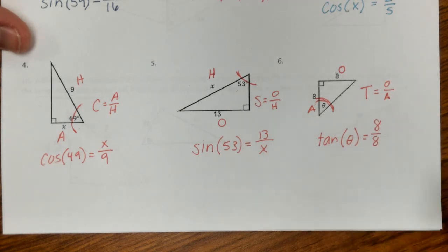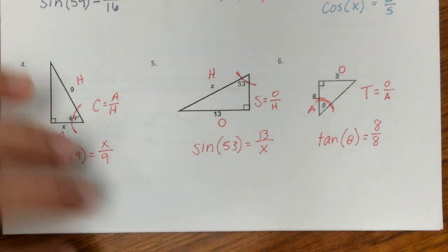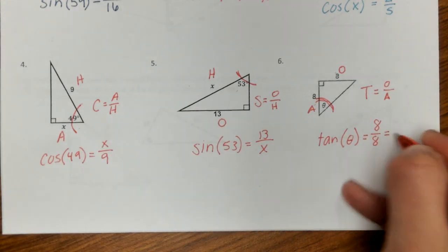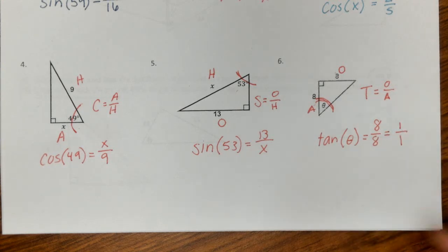8 over 8. Just like with proportions, you can simplify this. If you plug this in with 8 over 8, you're going to get the same answer as if you plug it in with 1 over 1, or just simply 1. So any of those will be acceptable.